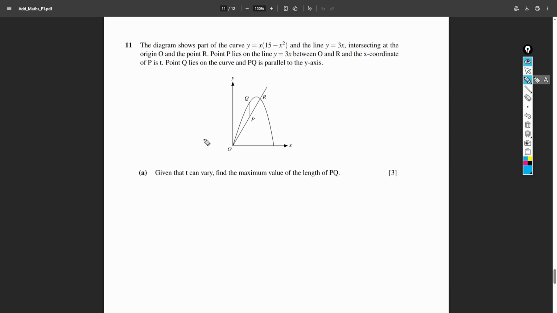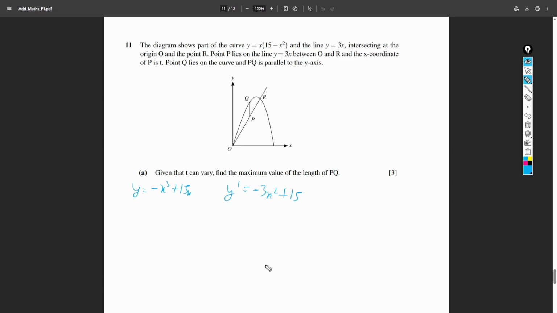x, 15 minus x cube. So let me just write it again in this form: minus x cube plus 15x. We find this is y. We need to find the derivative to find the equation of the perpendicular. So the derivative is minus 3x square plus 15.